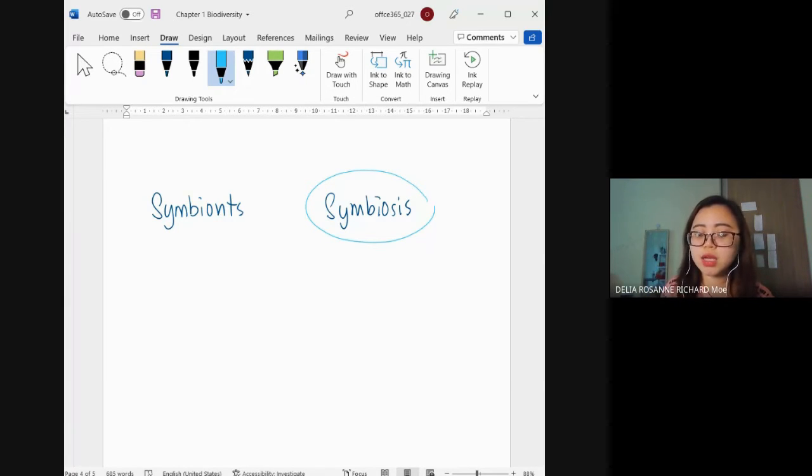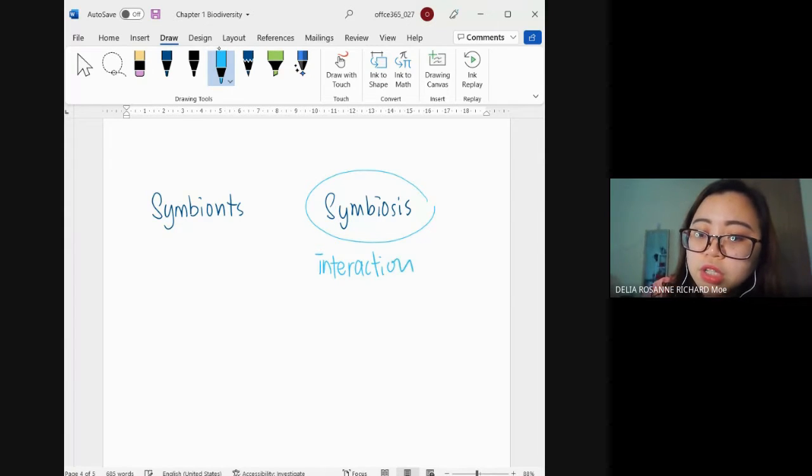Kalau dia commensal, satu orang dapat kebaikan, yang satu lagi tidak kena apa-apa. Kalau dia parasitik, satu orang dapat kebaikan, satu orang lagi dimudaratkan. Yang A memudaratkan yang si B. Tapi kalau dia mutualistic means A ada kebaikan, B pun ada kebaikan. So symbiosis is just talking about the interaction between organisms.